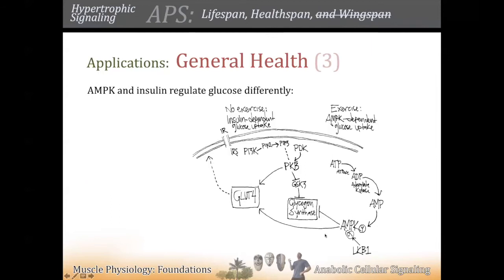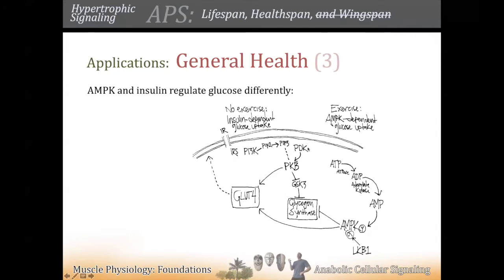But when you look at the full map comparing AMPK and insulin, we have non-insulin dependent glucose uptake. Or over here, I'm sorry, insulin dependent. This is no exercise, so this is insulin dependent glucose uptake on the left. Insulin binds to an insulin receptor. There's your insulin receptor substrate. There's PI3K. We convert PIP2 into PIP3. That's what PI3K is doing.